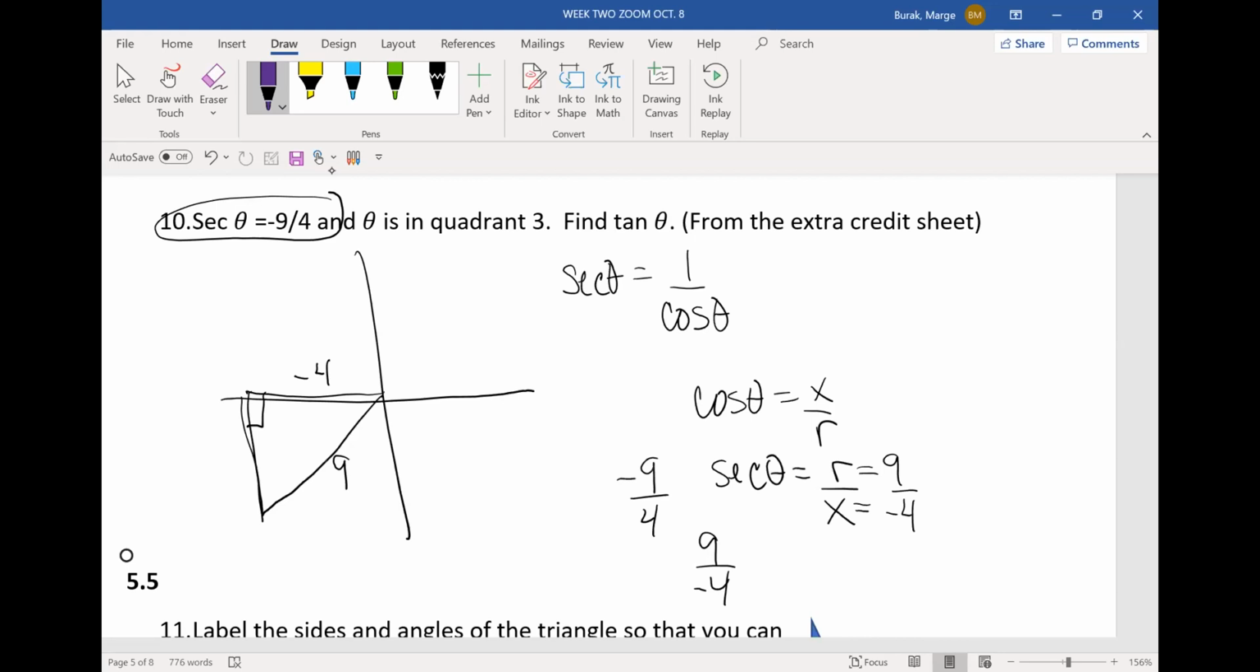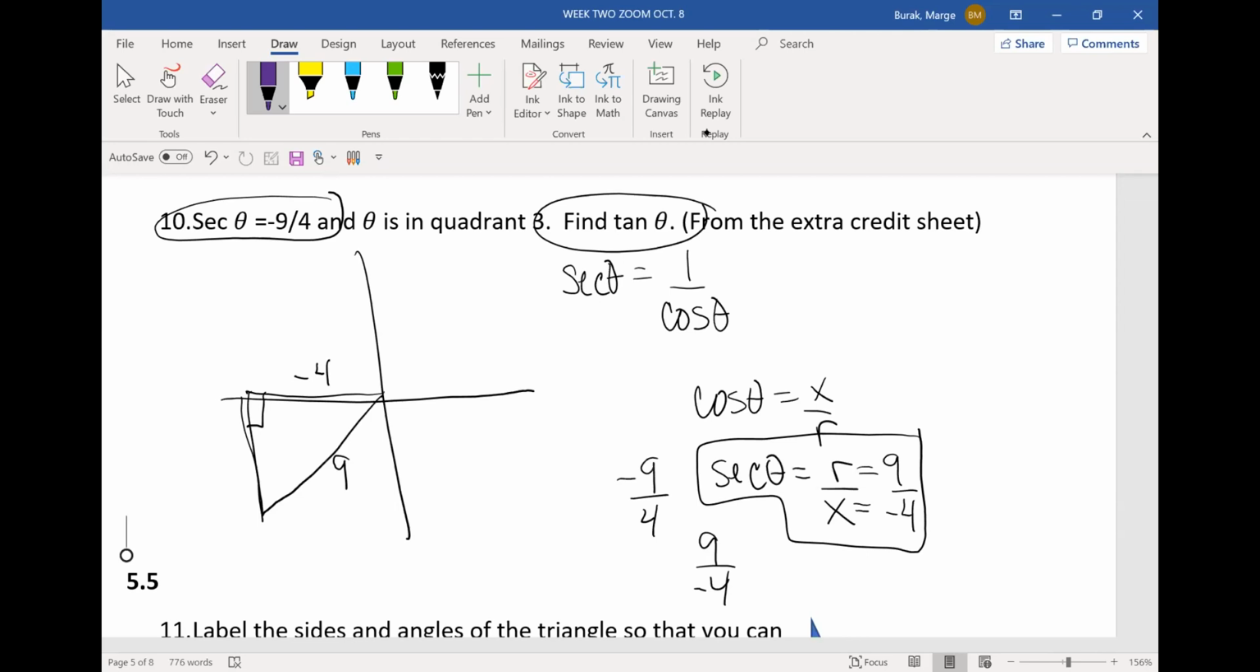Okay, and we just need to find, once you get that thinking, maybe just use the Pythagorean theorem and find y, and then the tangent is y/x. But you gotta use your thinking to take secant here and get to which one is x, which one is r, and which one is negative.